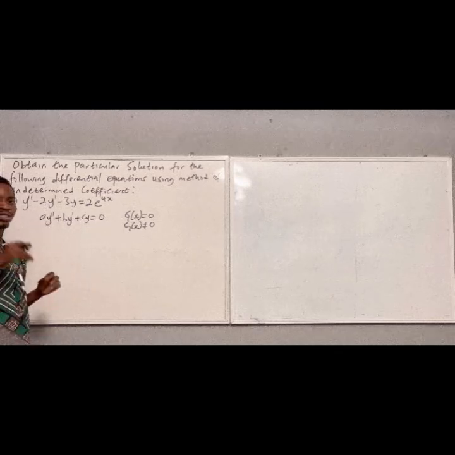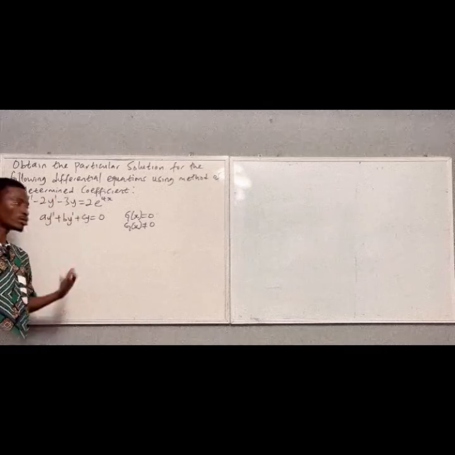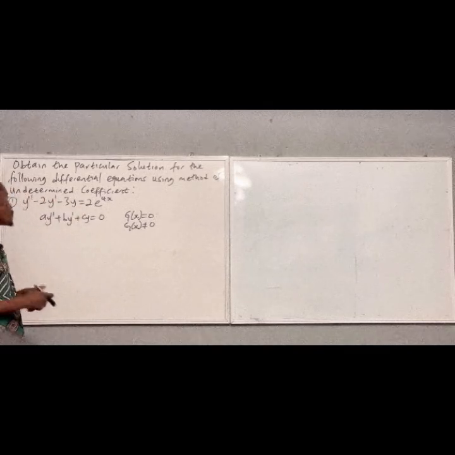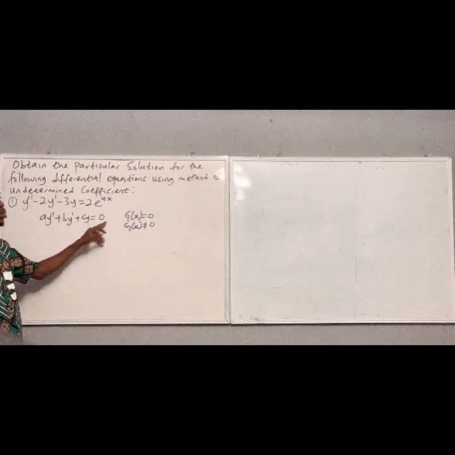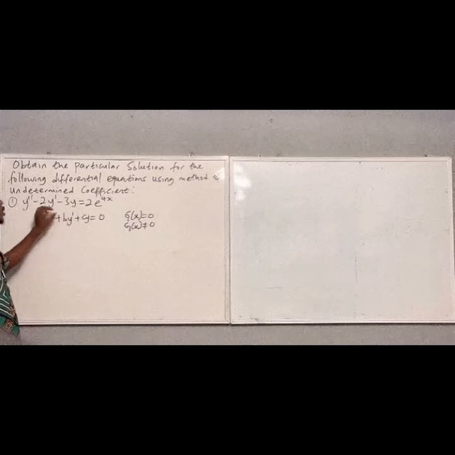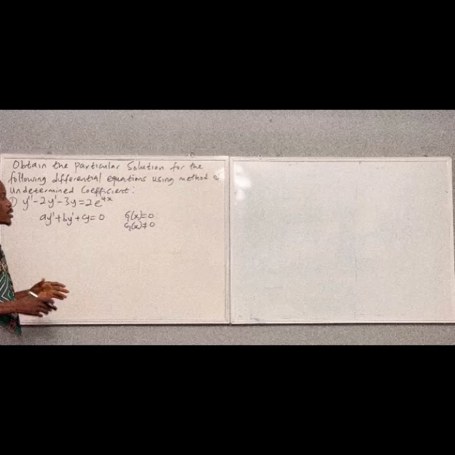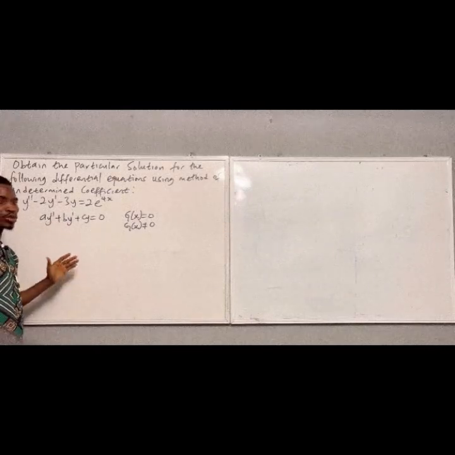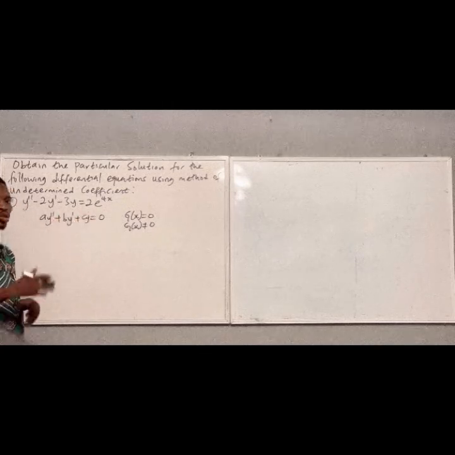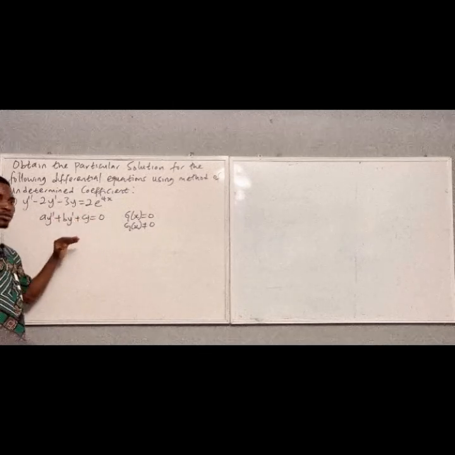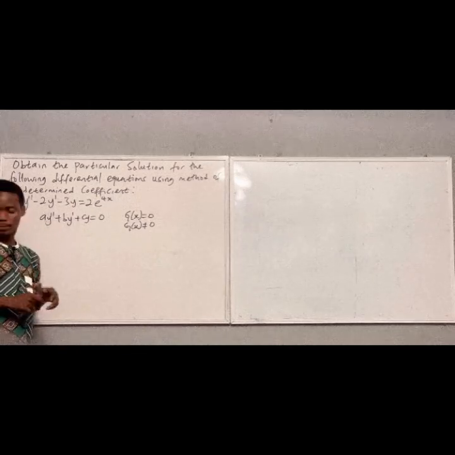To solve a second order non-homogeneous equation, we have to use the method of undetermined coefficients. So what are we going to do now? This is ay double prime plus by prime plus cy is equal to 0. You can see that it's in the form of homogeneous, but here it's not 0. It means for us to solve this, we have to solve the homogeneous part first. Then after we solve the homogeneous, we will solve the non-homogeneous part. The first one is to solve the homogeneous part, and the second one is to solve the non-homogeneous part.